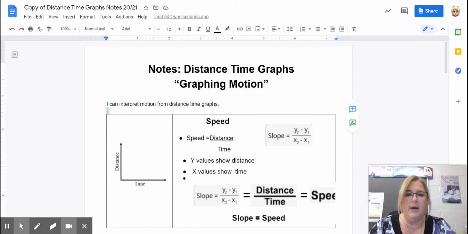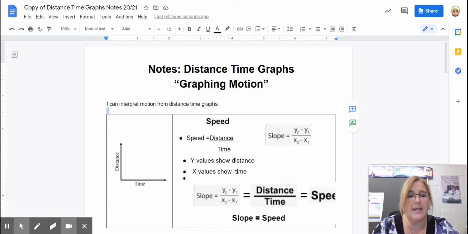Good morning. Today we're talking about graphing motion, and we're looking at distance time graphs. We started this on Friday when we had different people in the class performing a motion. We timed them. Those of you at home, you looked at Mr. Jones doing his motion, and then you graphed that motion to see what it looks like. So today we're just doing the notes to go over what you should have hopefully learned on Friday.